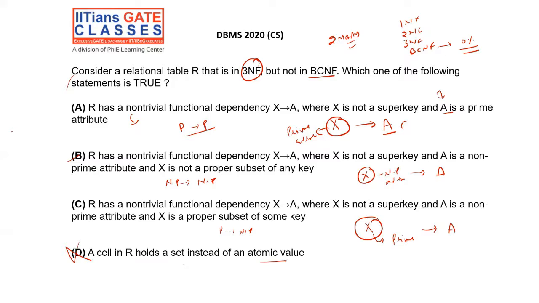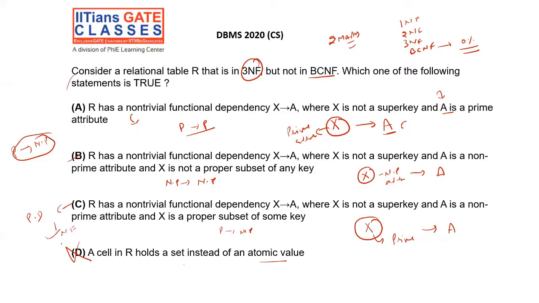Second one, if partial dependency is there, then we say this is not 2NF, because in 2NF we remove partial dependency. What is the meaning of partial dependency? From the prime attribute we are generating non-prime. This one is a partial dependency. So here C represents the partial dependency. It means this is not 2NF. This is only 1NF, right?